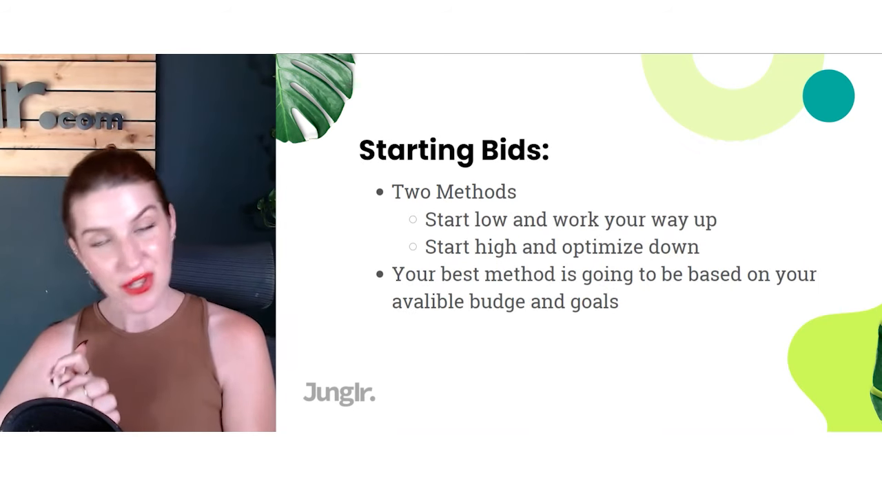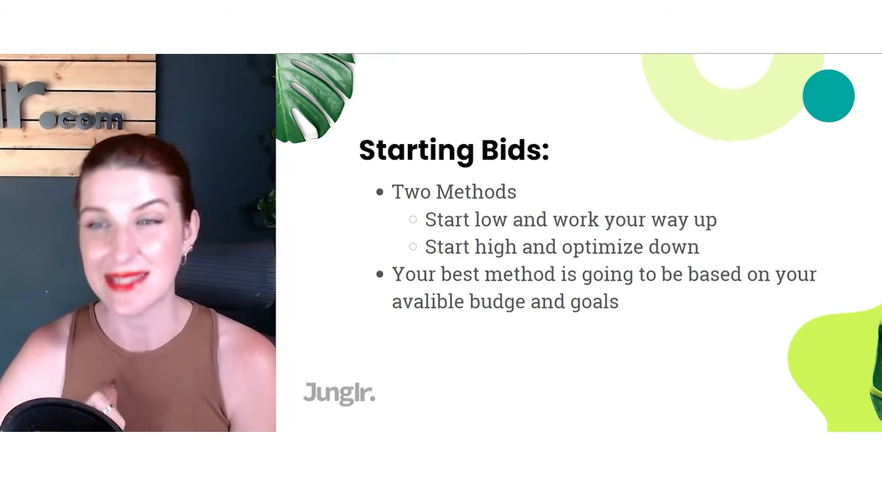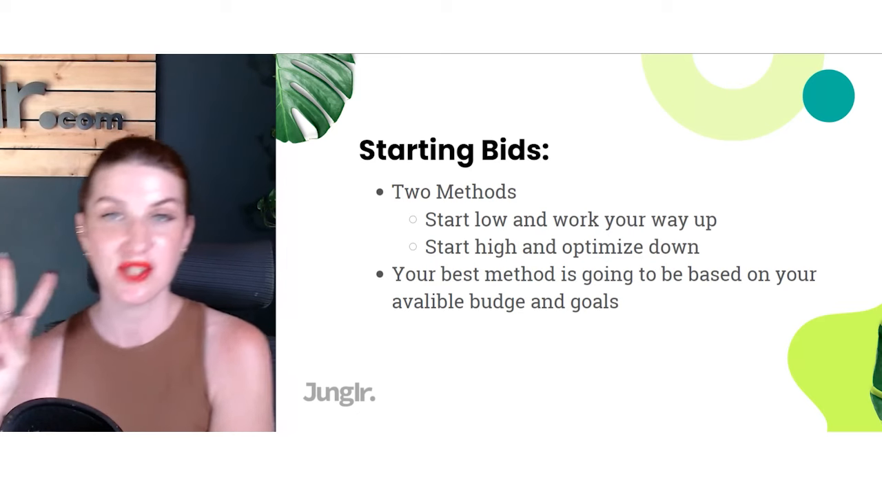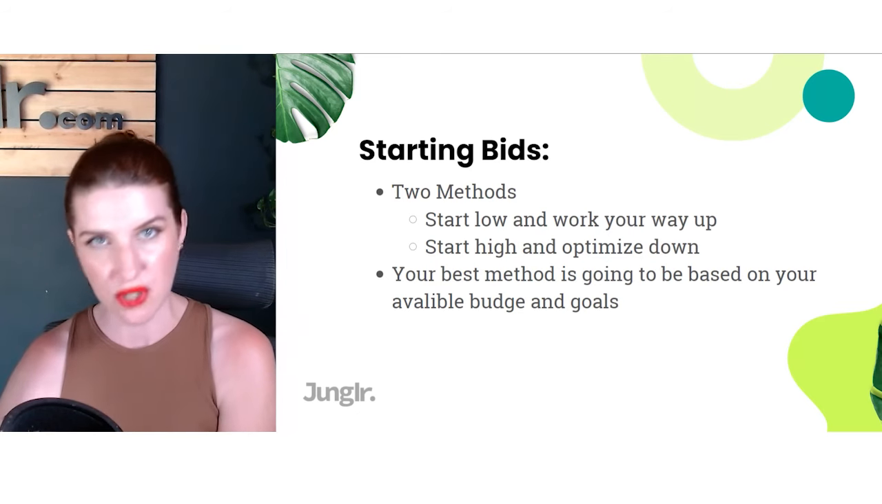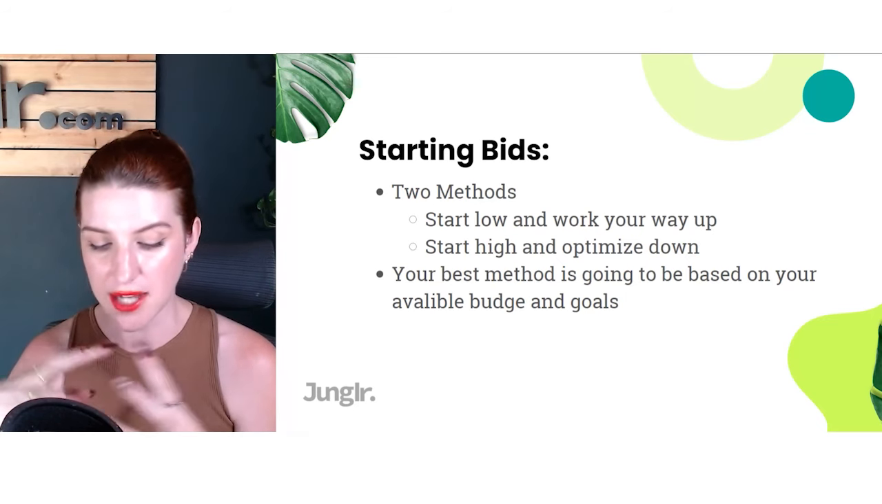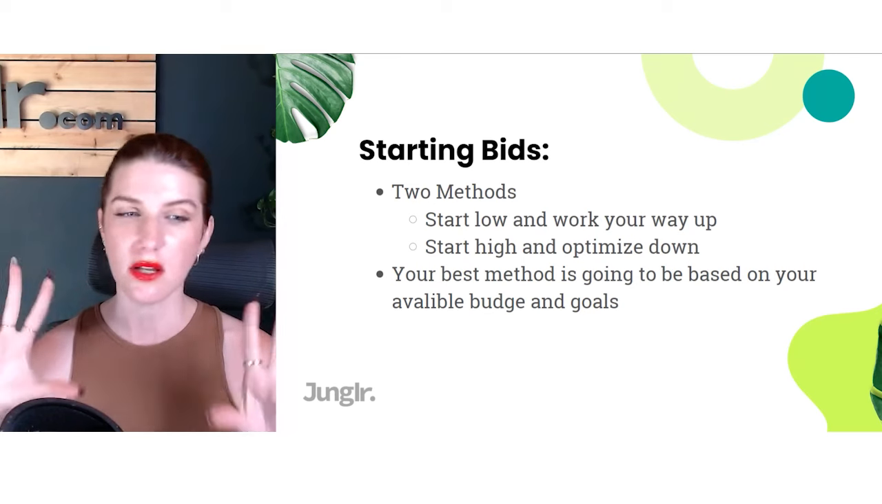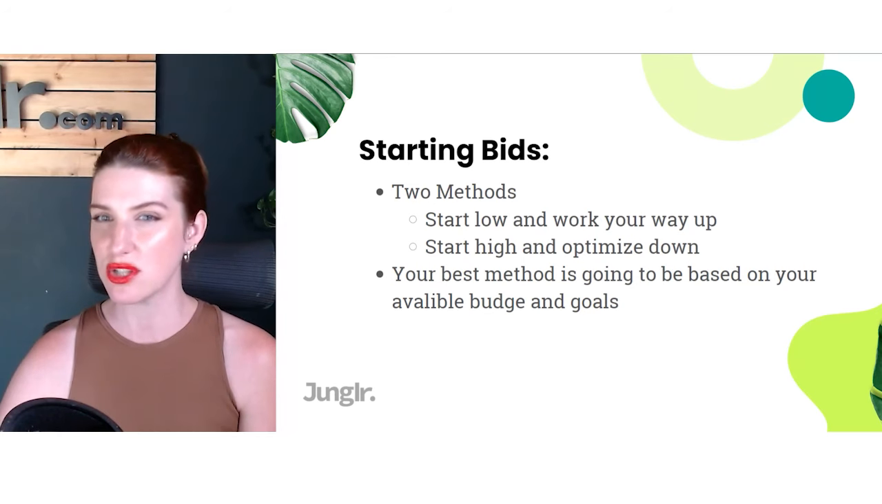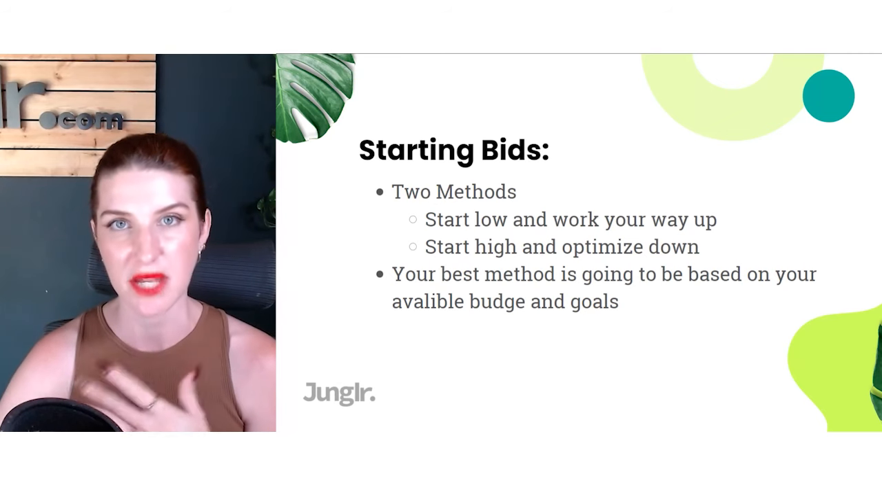All right. This is another question I get a lot: what should my starting bids be? So there's two methods to doing this, with pros and cons to each. So I'm going to go through the two methods, what the pros and cons are, and then how, again, you can filter and adjust the strategy based on your goals and your budget. And then we'll talk a little bit about setting expectations when it comes to budgets and bids. I'm also going to talk about starting campaign budgets as well.